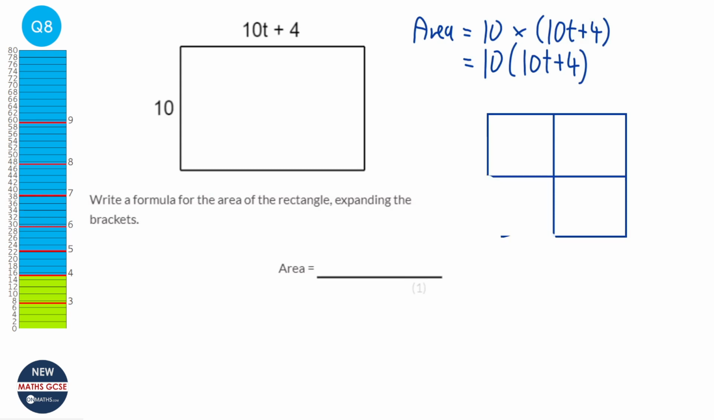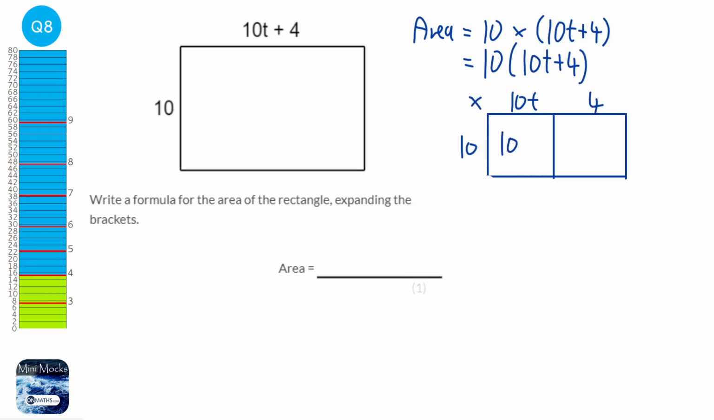Actually, I've done too many here. Let's get rid of that. So we've got 10 times 10t plus 4. And we're timesing them. So 10 times 10t, 10 times 10 is 100. So it'd be 100t. 10 times 4 is 40. So our answer will be 100t plus 40.